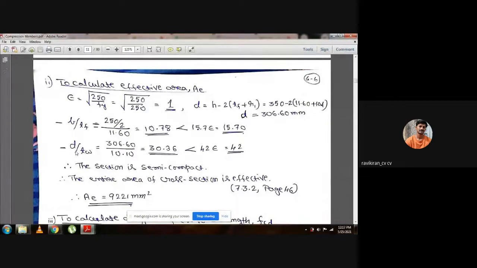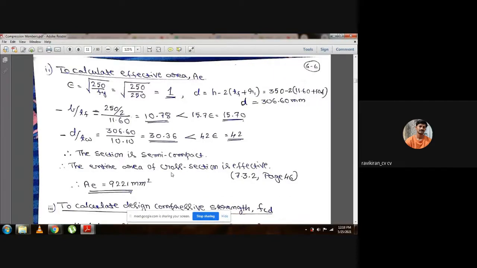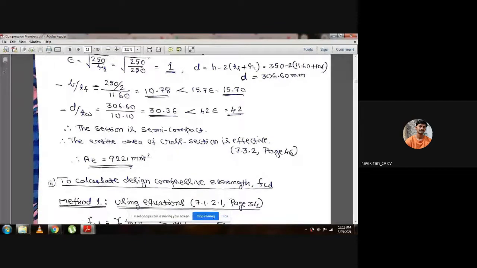Same way, depth to thickness of the web ratio. Effective depth is 306.6, we just calculated. And next, thickness of web is 10.1 millimeter, given, which will give us 30.36. In the same line, what is the value given for semi-compact? 42 epsilon, right? So 30.36 is less than 42 epsilon. So this section is semi-compact. The entire area of cross section is effective.